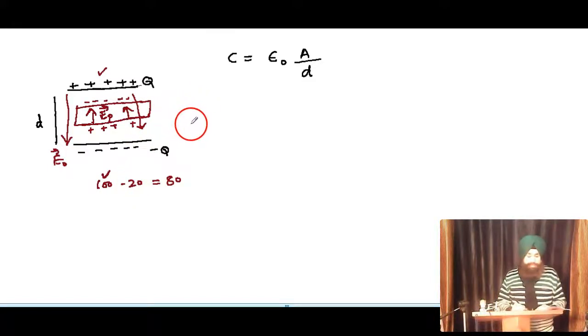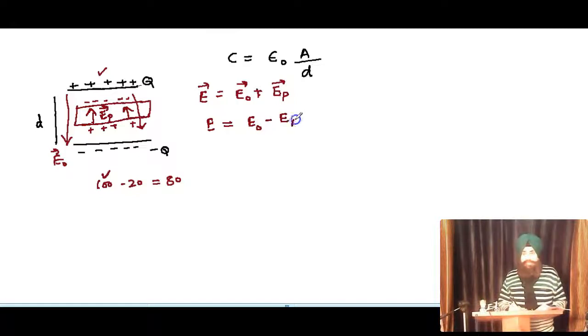So I write it here, the net field E vector, it is E naught vector. Of course in vector notation we put a sign of addition, but because of the opposite direction, in magnitude E becomes equal to E naught minus EP. This is the resultant field, which has the same direction as that of E naught.